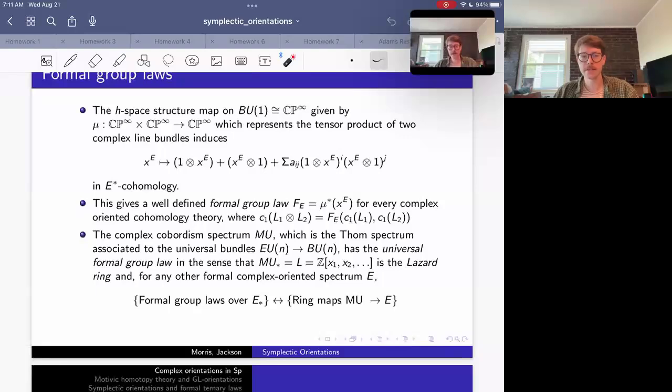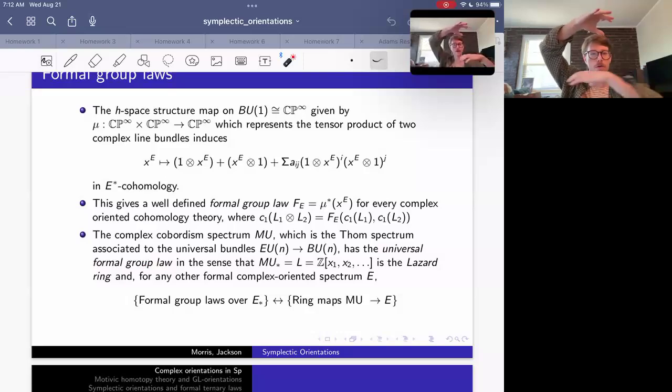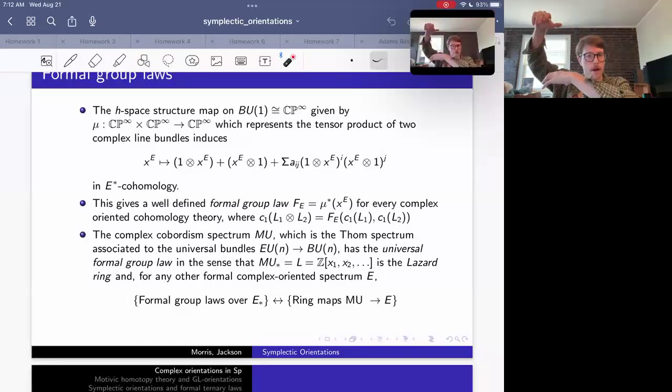I guess I should also say that I mentioned MU, the complex cobordism spectrum. This is the Thom spectrum associated to the universal bundles, EU(n) over BU(n), the universal n-plane bundles. And as such, this is going to have the universal formal group law, in the sense that MU star is equal to this L. This is called the Lazard ring. And it's the initial object in the category of formal group laws. If I have a formal group law, I have a universal formal group law over L such that I can always map L to my other ring, and I can map the formal group law up here to the formal group law over my other ring.